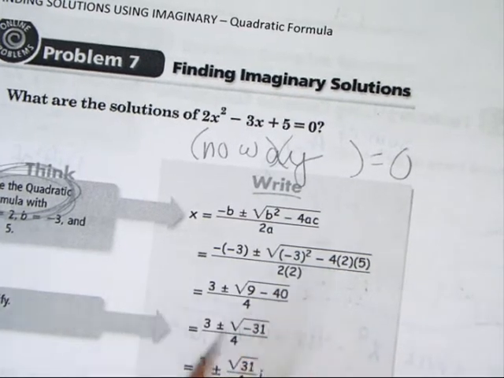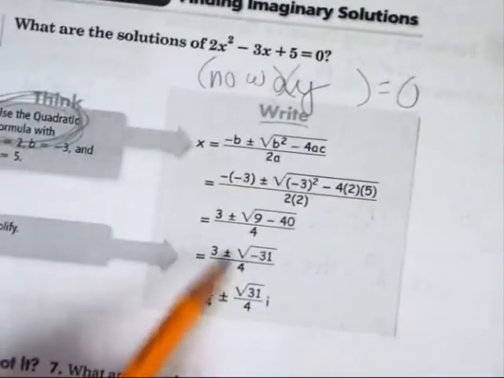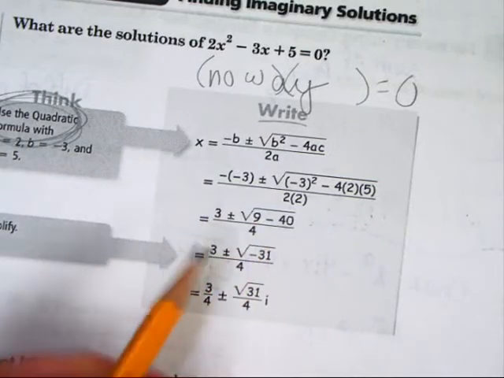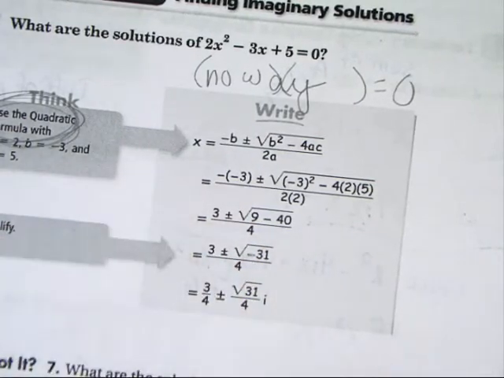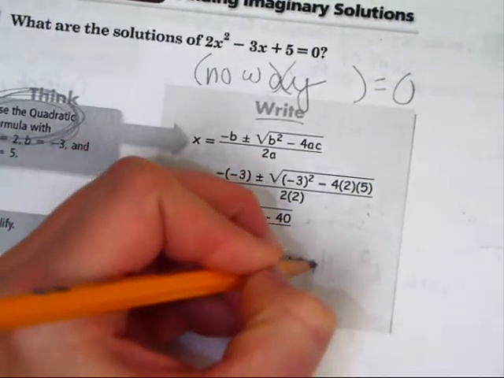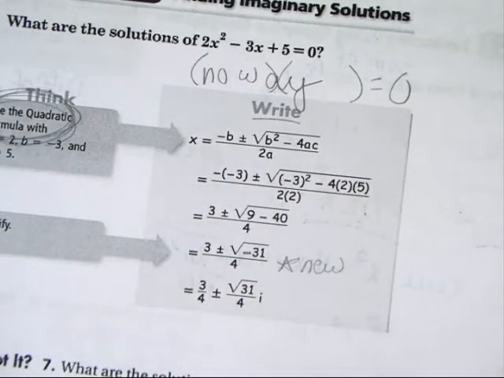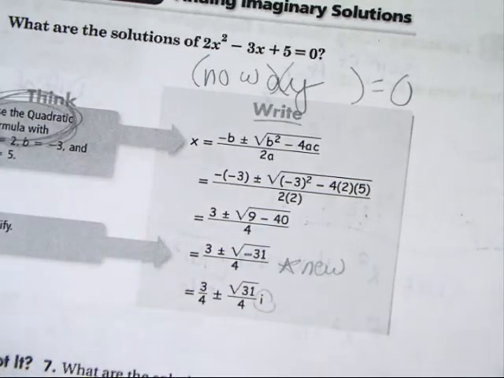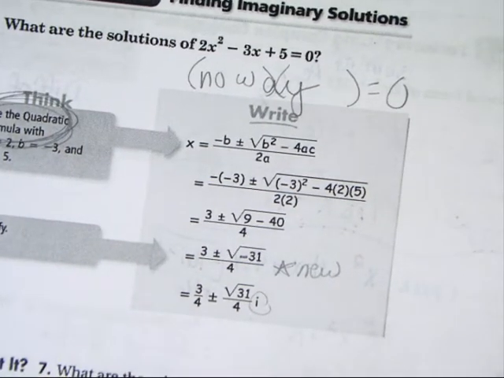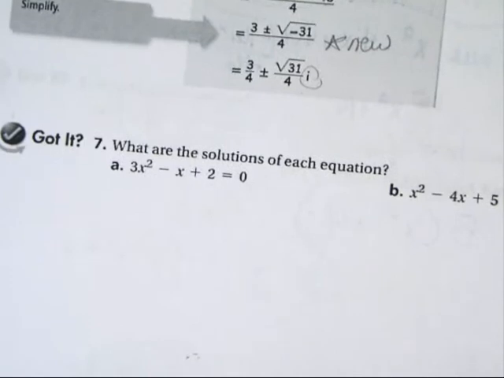This should be nothing new to you. The only part that's new to you is when you do the stuff inside, you get a negative inside. You've never seen when there's a negative number inside. Well guys, the only thing you do is you pull out an i. That's it. You pull out an i. Let's try this one.